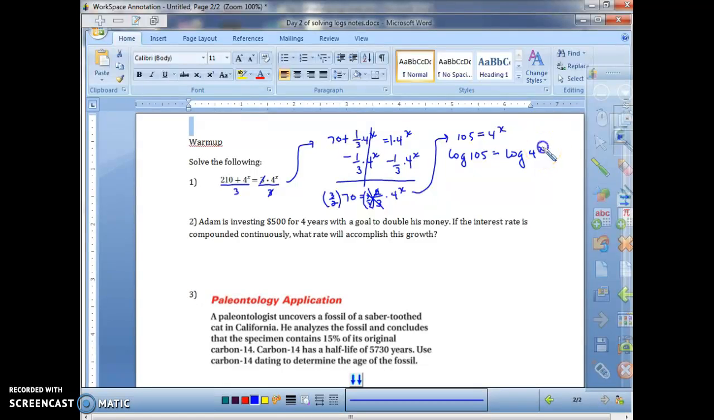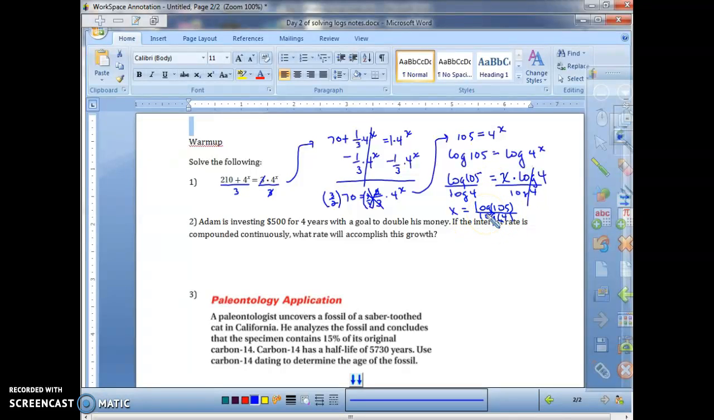and because I now have a log on the right side, I can use my power property and bring x out front, making it simply a multiplication. So to solve for x, I'm simply going to divide both sides by log of 4. So x will be equal to, in exact form, log of 105, and if you're using the calculator, make sure to use your parentheses correctly, divided by log of 4. And this is exact, and you can approximate it if you have your calculator.